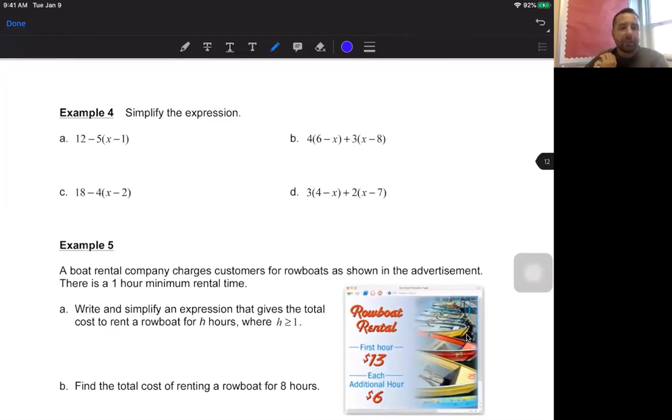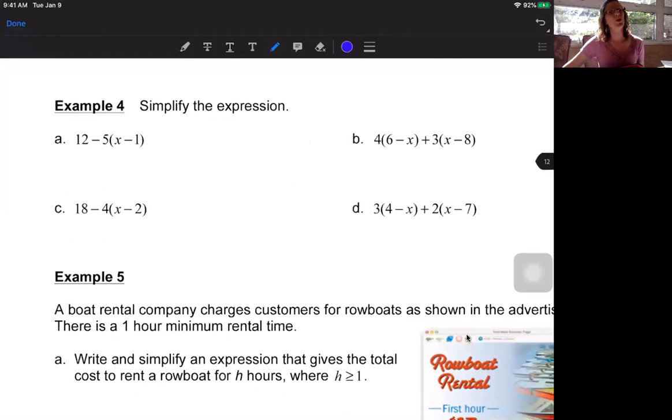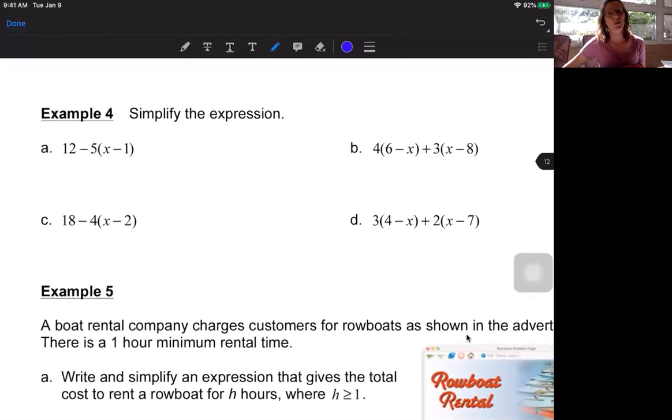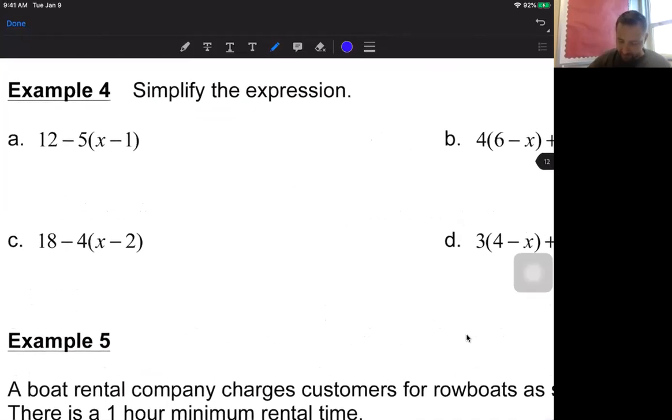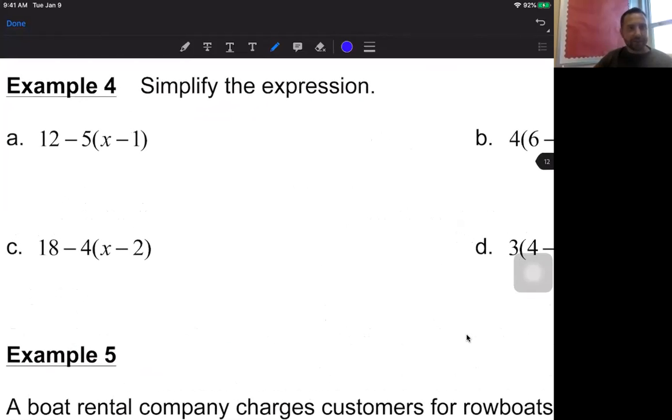Okay, if you look at example 4, it's very similar to example 3, except we're just adding one extra step. In this case, we're going to distribute, and then we're going to simplify. Mr. King, if you just want to do A and B, and then we'll give them some time to work, does that sound okay? Love it. Okay, good. So I'll get through them quick so we have some time there.